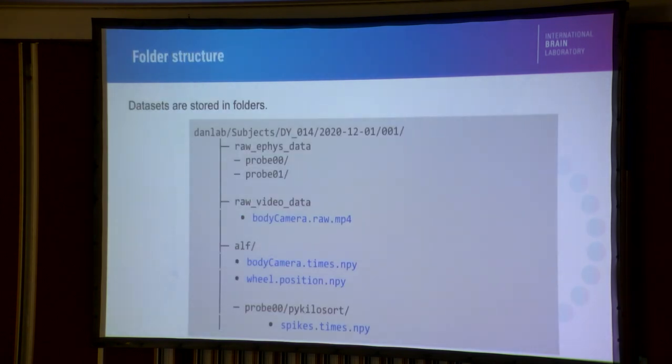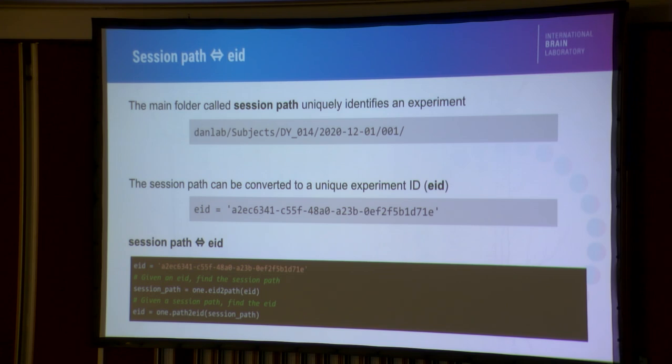Okay, so before going into the different methods, it's important to understand how our data is stored. Our data, the datasets shown in blue, are stored in different folders. And we have one root folder which we call the session path. This contains information about the lab, the subject, the date, and the number of the experiment. And this uniquely identifies every single experiment that we have in the IBL. This session path can also be converted into an experiment ID or an EID. And this is basically a random collection of numbers and letters that uniquely identifies this experiment, and this is how we label our experiments in our metadatabase.